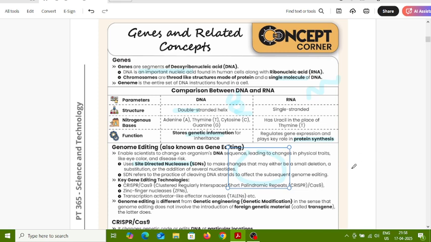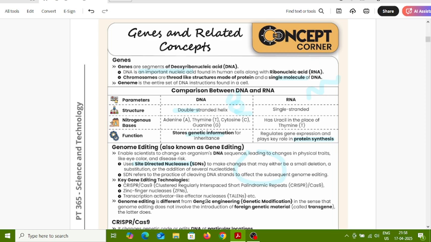Then we have gene editing tools. The first and major gene editing tool is CRISPR-Cas9. Second we have zinc finger nuclease. Third we have transcription activators like TALENs. These activators basically help in activating the genes or any enzymes. Then genome editing is different from genetic engineering. In that sense, genome editing does not involve introduction of foreign genetic material. See, genome editing में हम foreign genetic material नहीं लाते हैं. And genetic engineering में we do introduce a foreign genetic material.